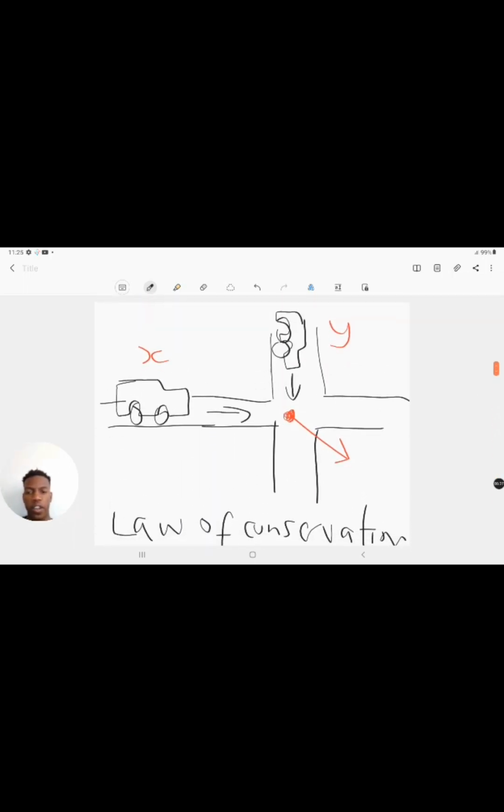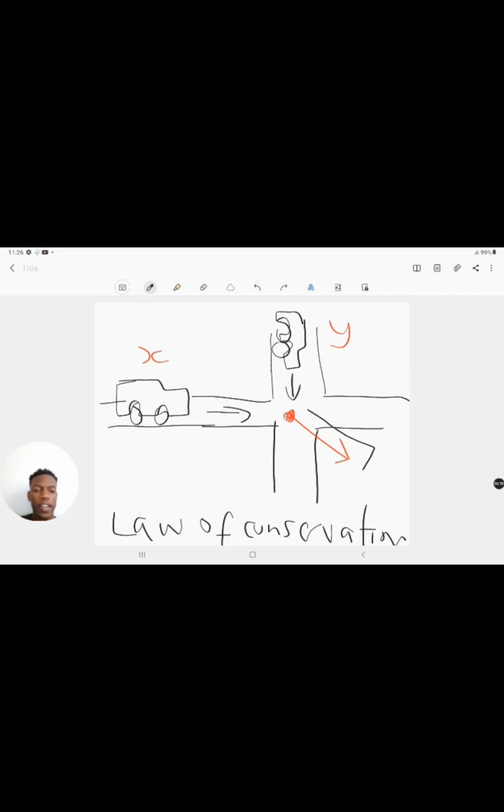So what you have here is a car traveling in the x direction, and a car traveling in the y direction. The two cars collide and move in that direction at an angle. Now, in order to use the law of conservation of momentum, you're going to have to look at the momentum of this car in the x direction, because it's traveling in the x direction, and the momentum of that car in the y direction, because it's traveling in the y direction.